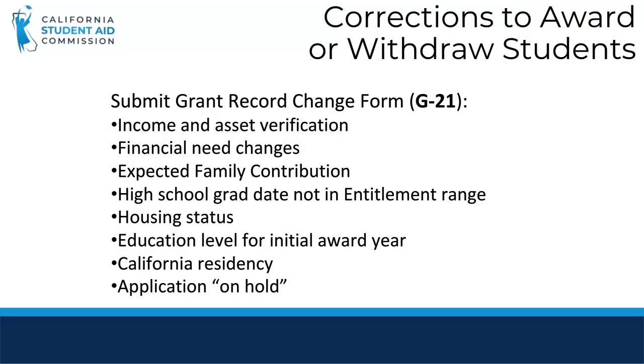These areas are what may be changed on the G21. They include income and asset verification, financial need changes, expected family contribution, high school graduation date that's not in the entitlement range, housing status, education level for initial award year, California residency, and application on hold.